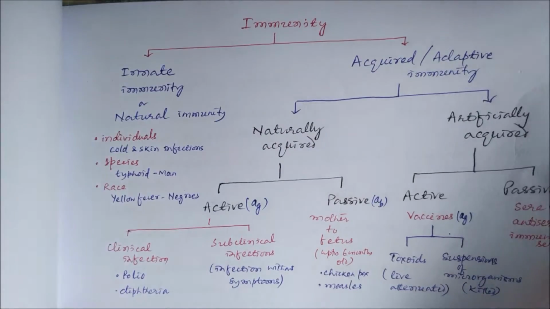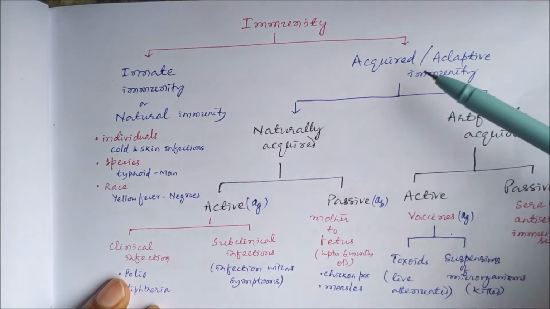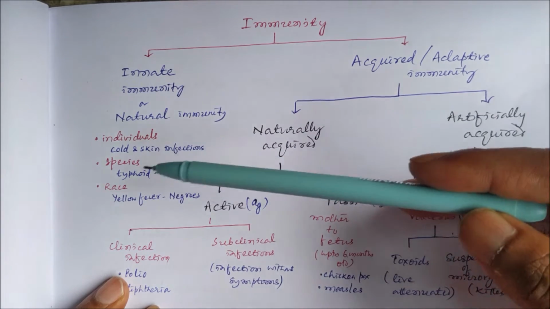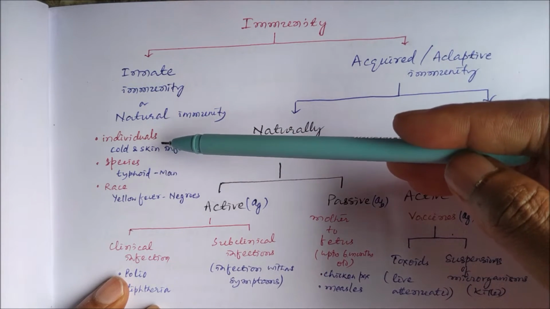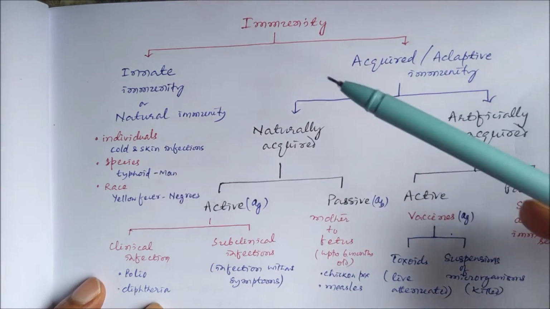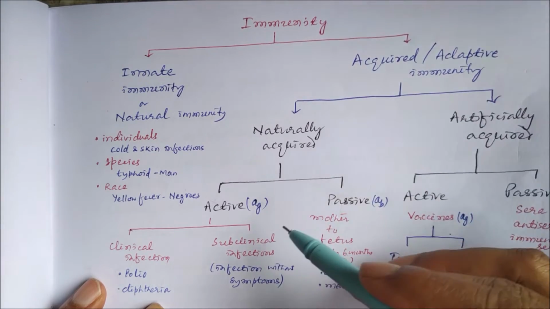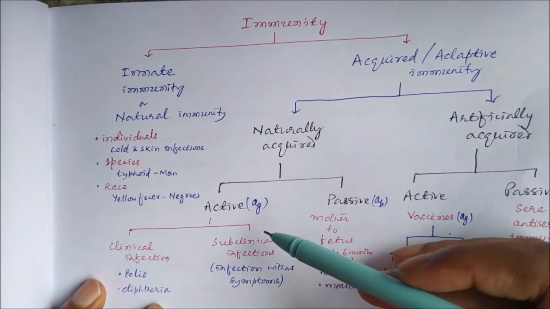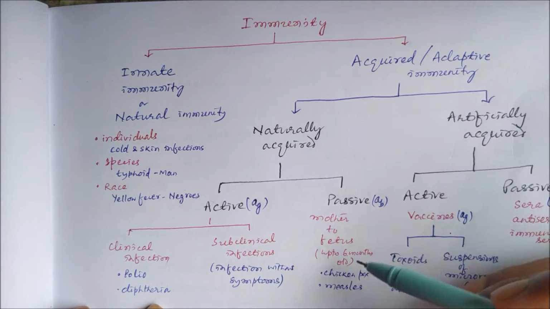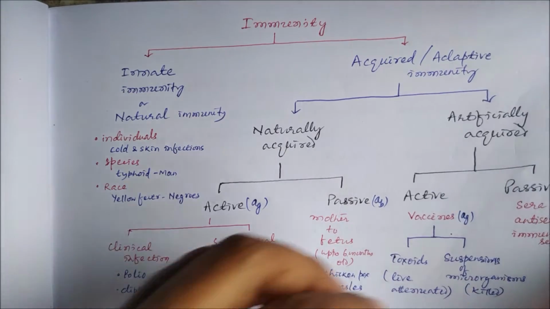And there are three layers of immunity and two types of immunity: innate immunity and acquired immunity. And innate immunity can occur at the individual level or at species level or racial level, and acquired immunity can be either naturally acquired or artificially acquired, or can be active or passive. So active immunity can be either naturally acquired or artificially acquired. Passive immunity similarly can be either naturally acquired or artificially acquired.